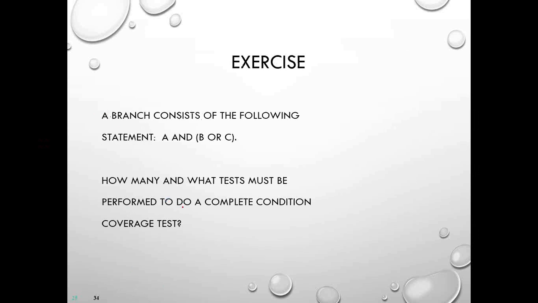Now this is more from the exercise perspective. What do you need to understand? A branch consists of the following. We have A, and A can have B or C. The reason I'm explaining this is so that you understand the branching. So you have A, and then you have B, and you have C. This is the branching A has. There is no relation between B and C directly. The only common relation is A.